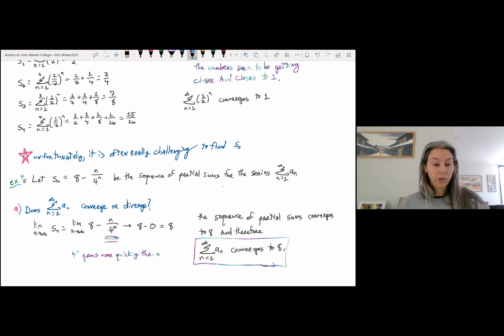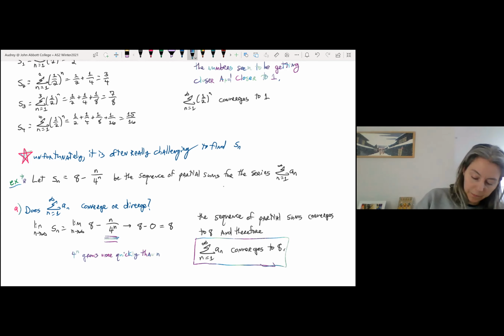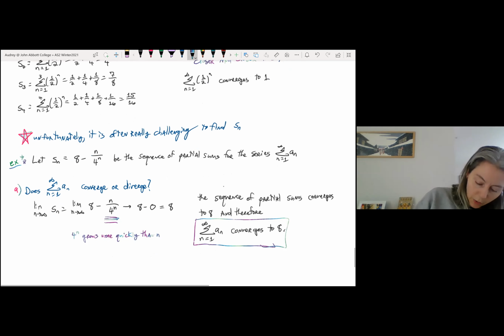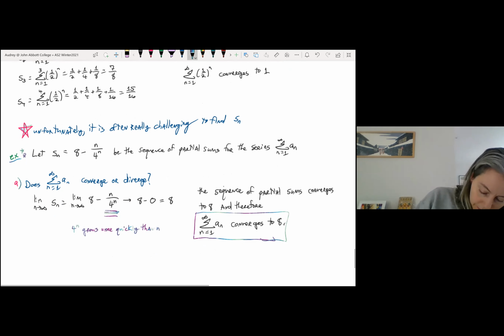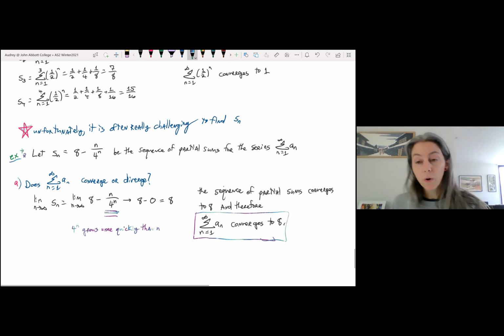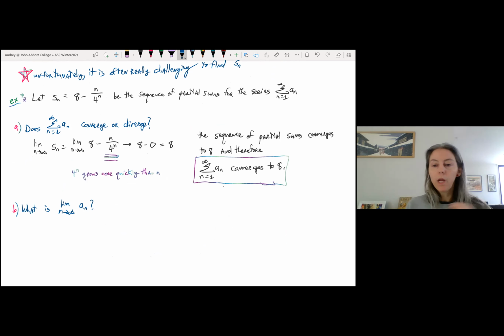Okay, next question is, what is the limit as n approaches infinity of a sub n? Well, notice I don't have a sub n. In a second, we're going to see that we can actually pretty easily find a sub n, but we don't need to do that to answer this question. What is the limit as n goes to infinity of a sub n? This can be answered just by using the test for divergence.